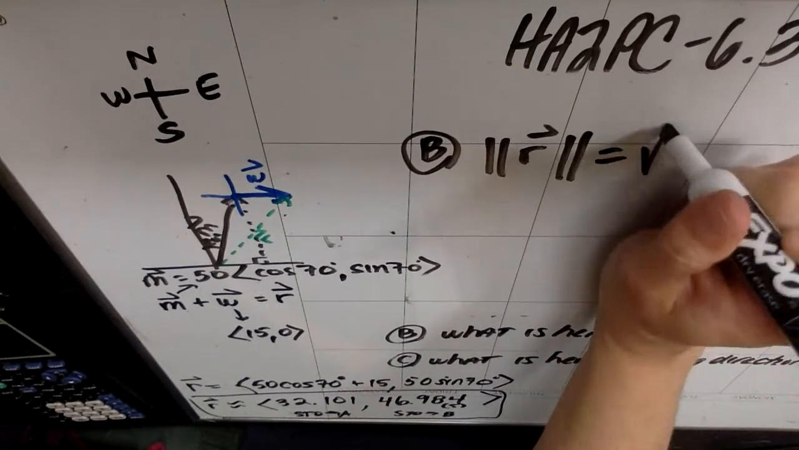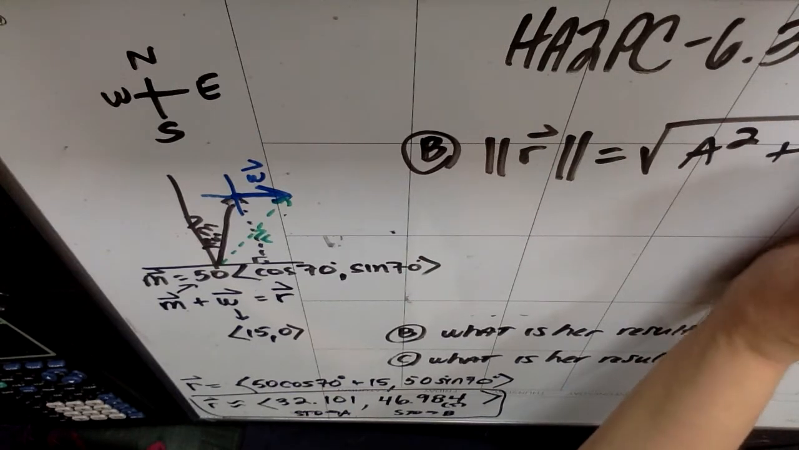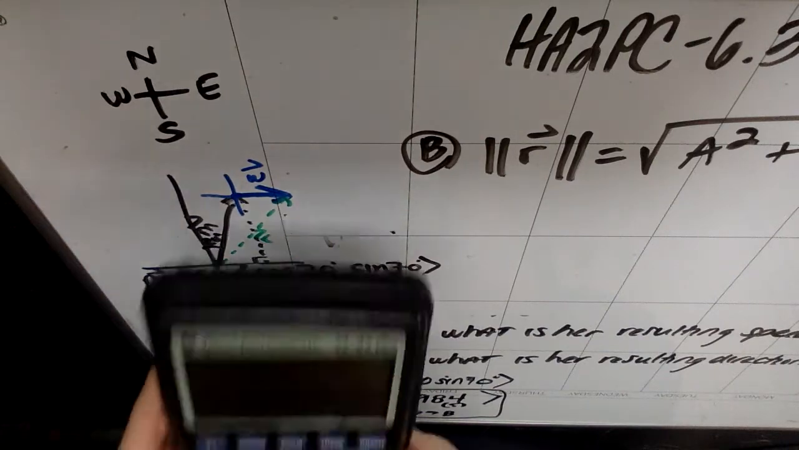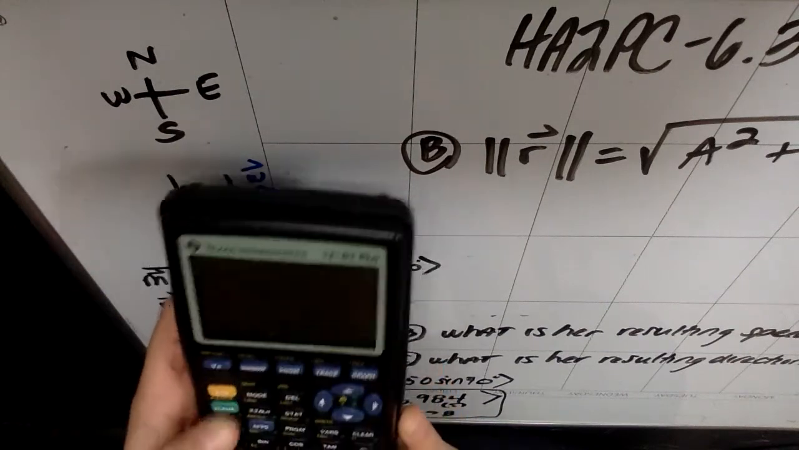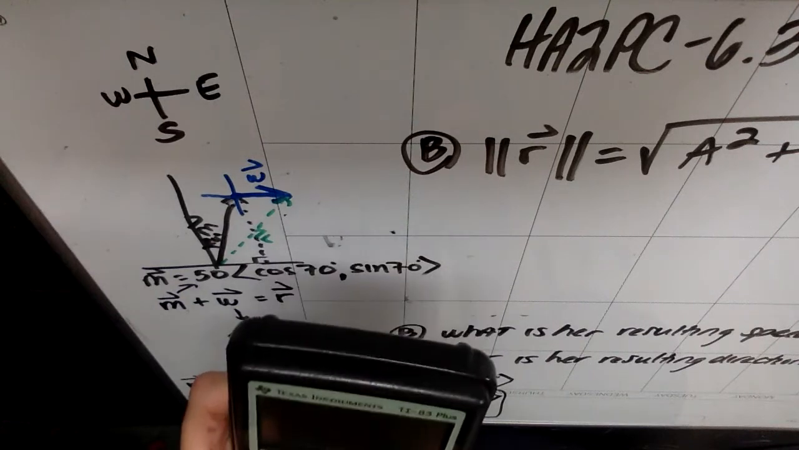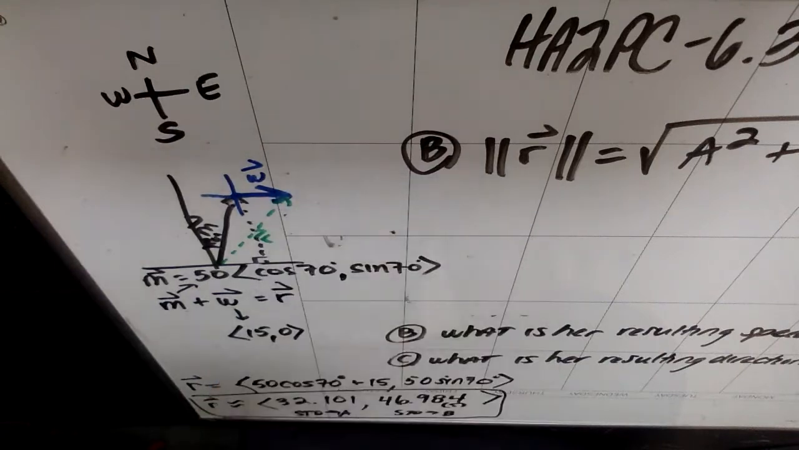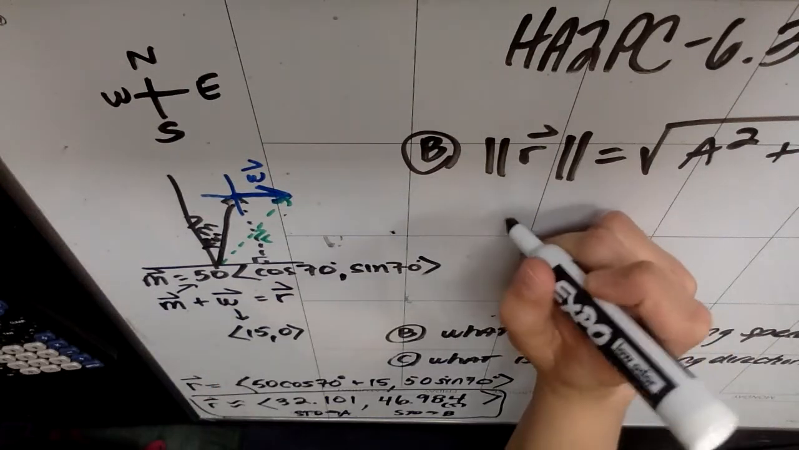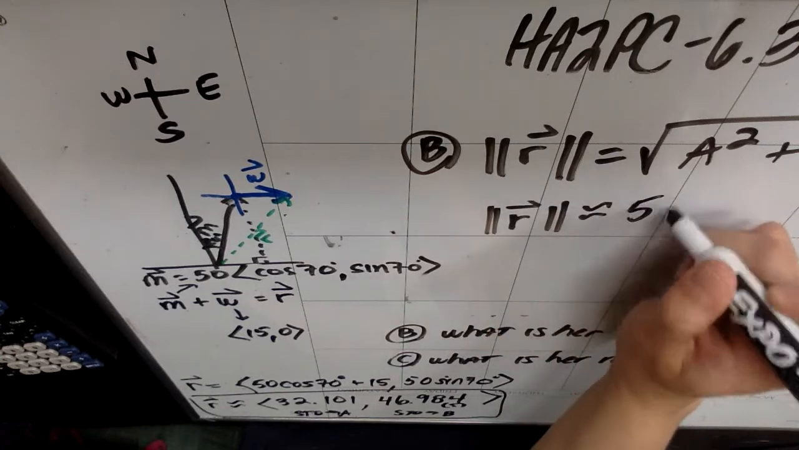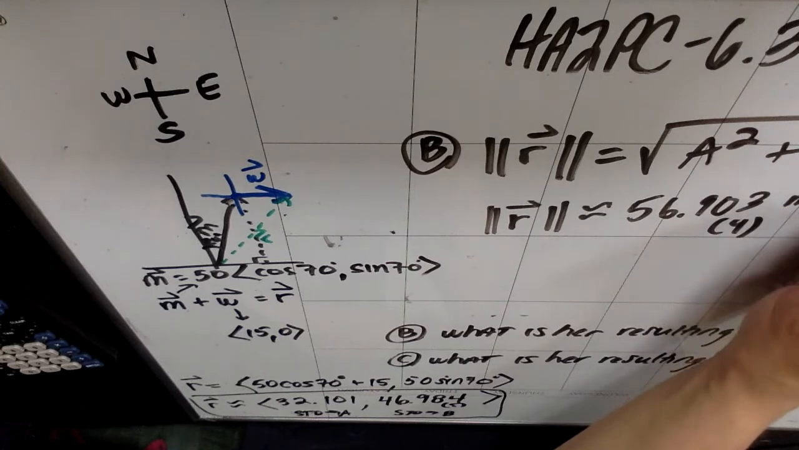So that's going to be the square root of the thing I called A squared plus the thing I called B squared. And because I stored them in my calculator, I don't have to worry about it not coming out exact. So I'm going to do the square root of alpha A, quantity squared, plus alpha B, quantity squared, inside those parentheses, right? So I hit enter, and I get that she's moving pretty fast. She's moving at a speed of about 56.9023 or 4 miles per hour, which is not slow.